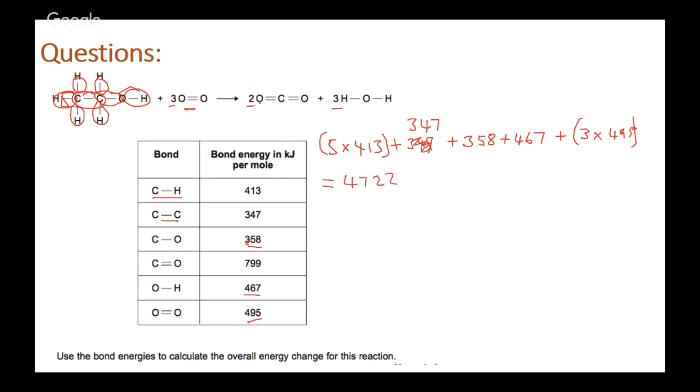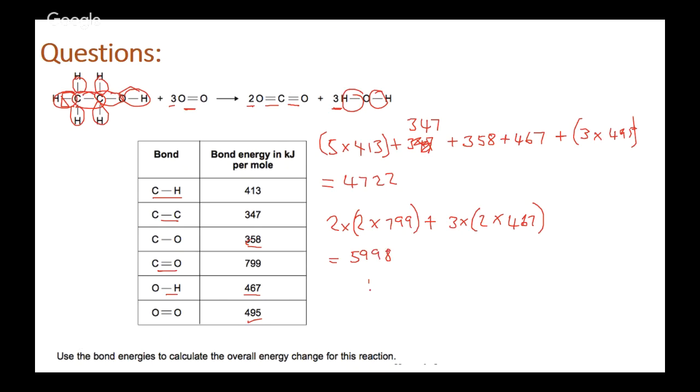So we've got two lots of C double bond O. Add that to two lots of O-H. So this is where it gets confusing. 3 lots of 2 O-H, which is 467. And that will end up on the right-hand side with the bond energies in total of 5988.